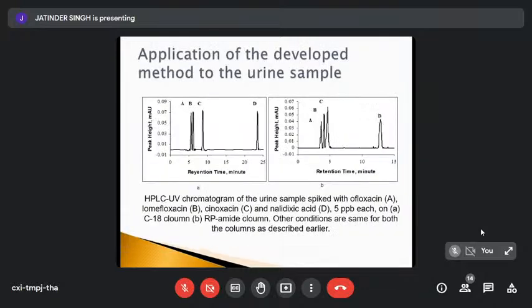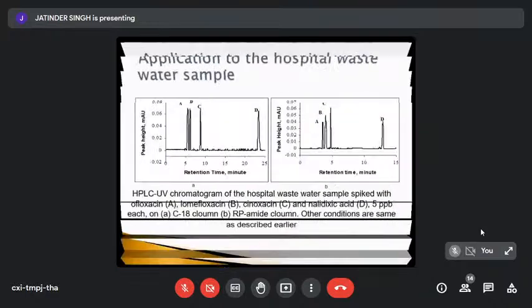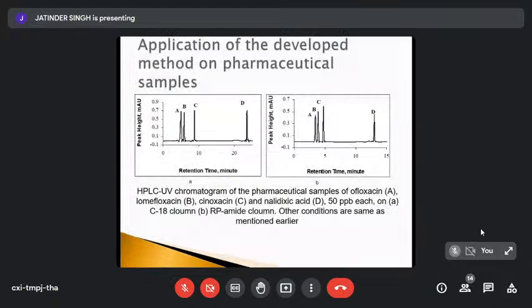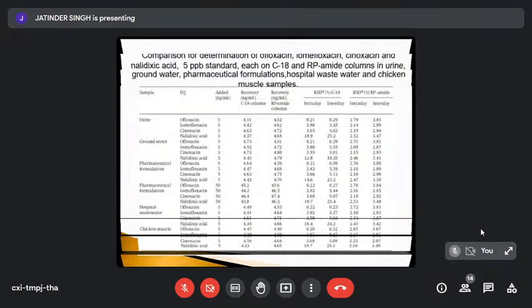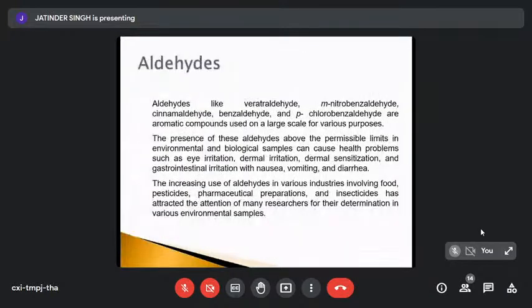And similarly, we have applied this in urine samples, in water samples, in hospital waste water, and in pharmaceutical samples, and nalidixic acid is used for the treatment of chickens. The chicken that you eat may contain a significant amount of fluoroquinolones, of nalidixic acid, so we determined the amount of nalidixic acid in chicken, and different parameters.